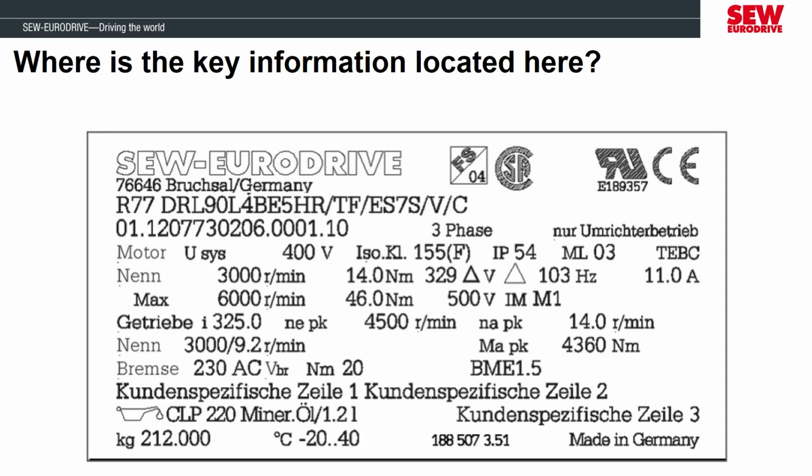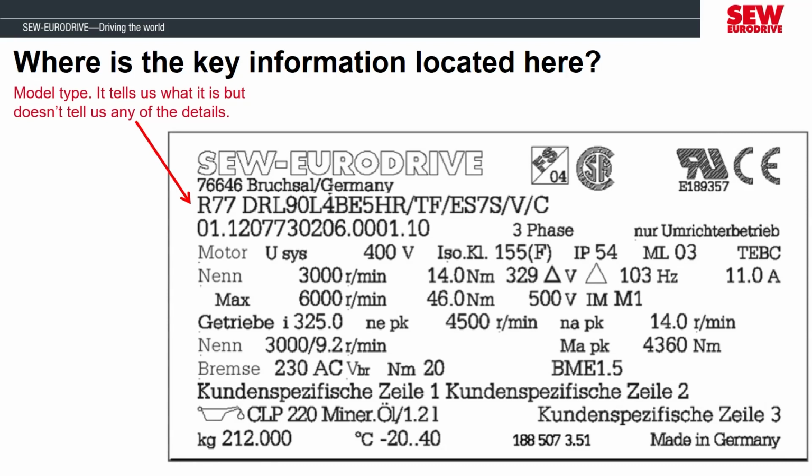I will mention that this information is specific to the motor nameplate. If the motor is attached to a gearbox, there will be an additional nameplate on the gearbox, and it won't contain all of this motor information. So you do have to look at the correct nameplate if you need gearbox or motor information.